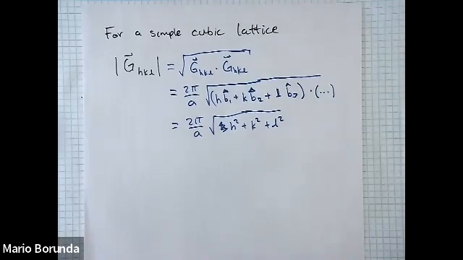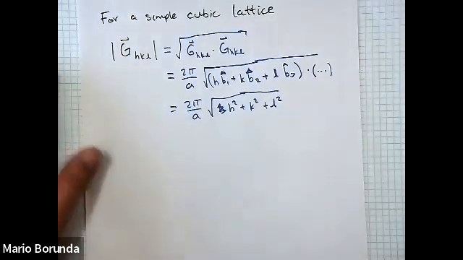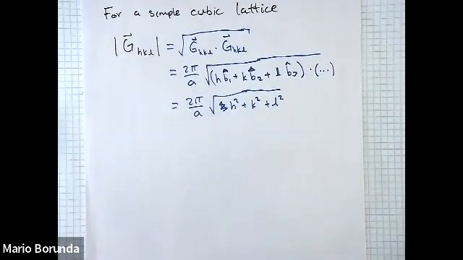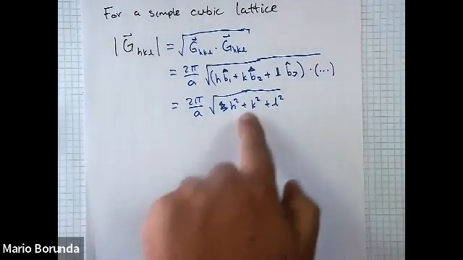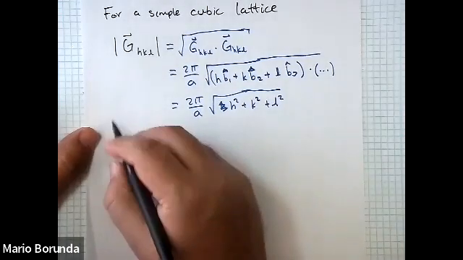All right, questions? So that's the magnitude of my vector. For body centered and face centered, those vectors change, but they're still the same. So this is the magnitude.